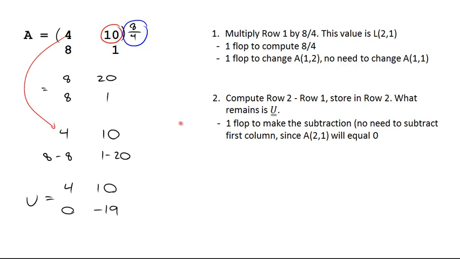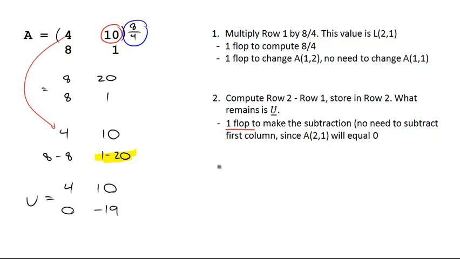The next step was to subtract the first row from the second row and store that in row number 2. Somewhat surprisingly, it only required one flop to make this subtraction. We already know that A21 is going to equal 0 if we did it correctly, so really the only floating point operation we had to make was 1 minus 20.